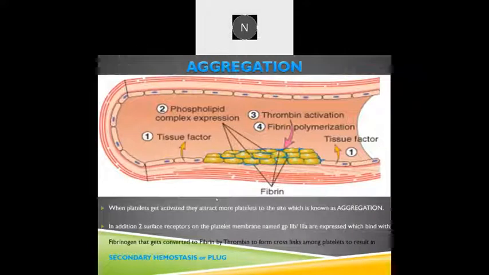And once they are released, further platelet aggregation, that is addition or sticking of platelet to platelet, is called aggregation. So the tissue factor release, phospholipid complex expression, thrombin activation, fibrin proliferation, all these things lead to the secondary hemostasis. So the further aggregation of platelets and their stabilization is what is called the secondary hemostasis or plug formation.